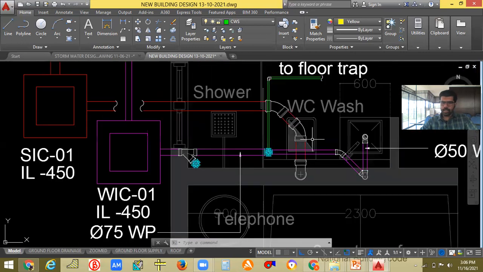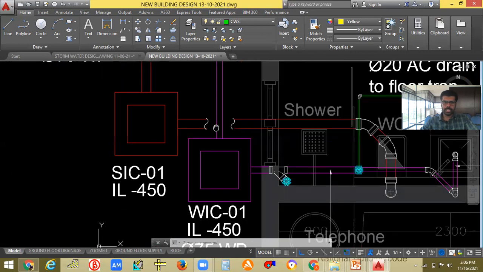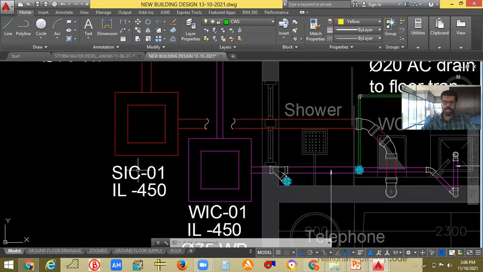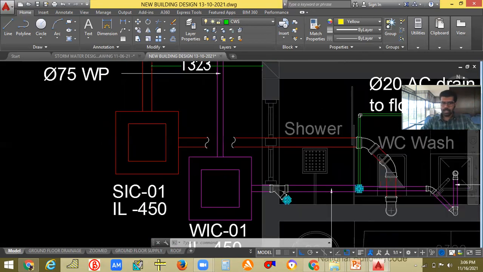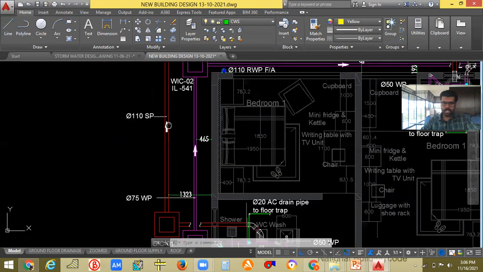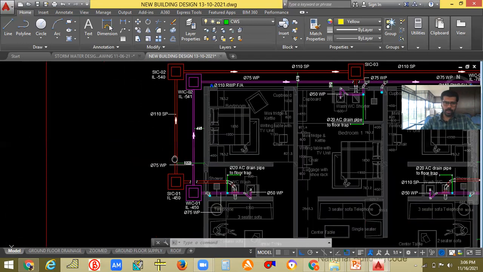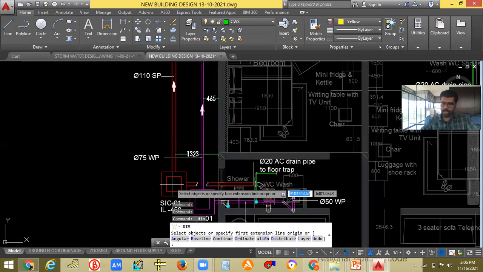This is the water closet. From the water closet, I have taken this line, and this is the SIC, meaning soil inspection chamber, and the invert level I have given as minus 450 mm. So 45 centimeters is the invert level of this inspection chamber. From here, I think I have taken 1:60. So what you have to do is measure the length, to find out the invert level.